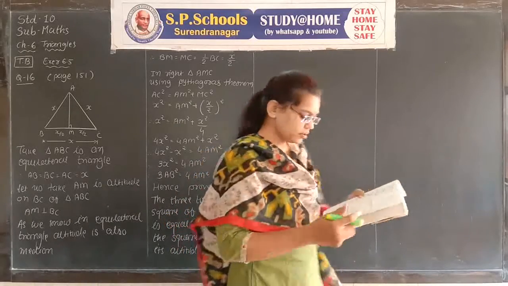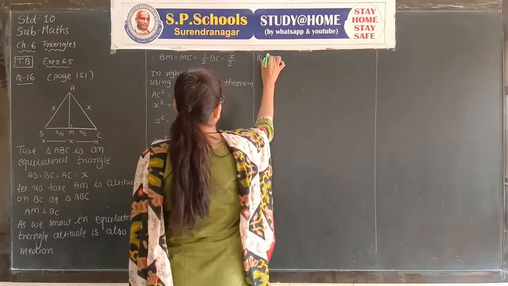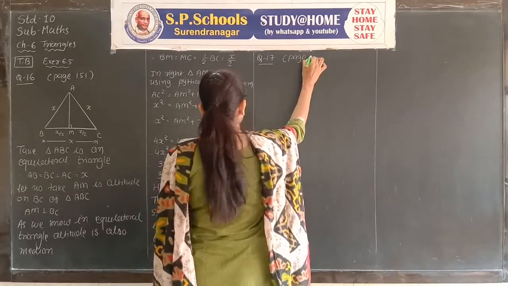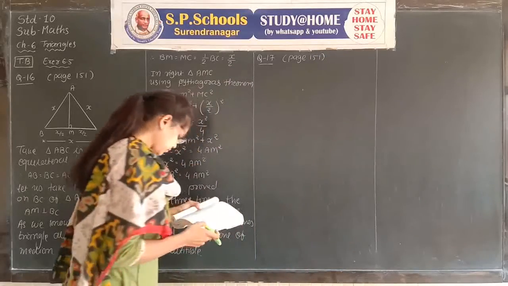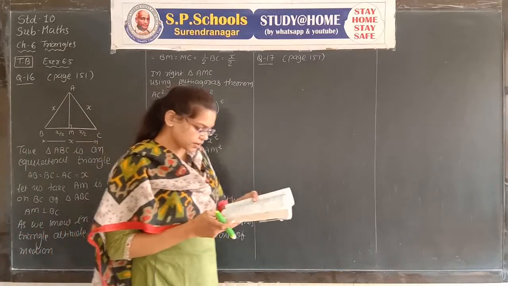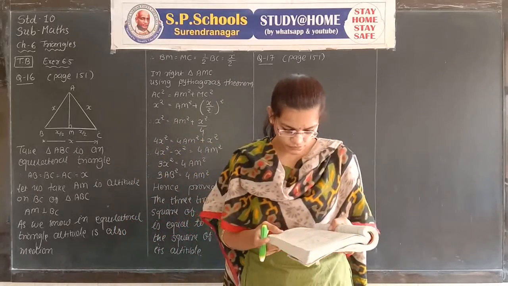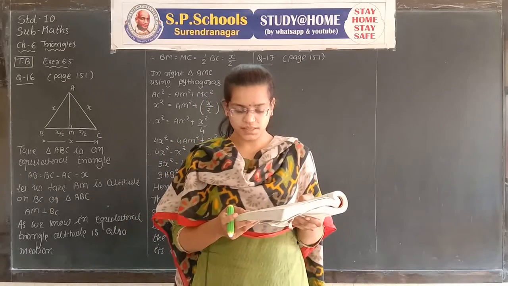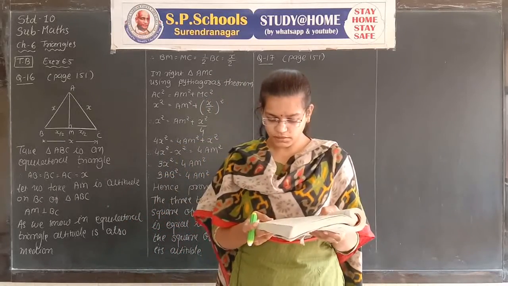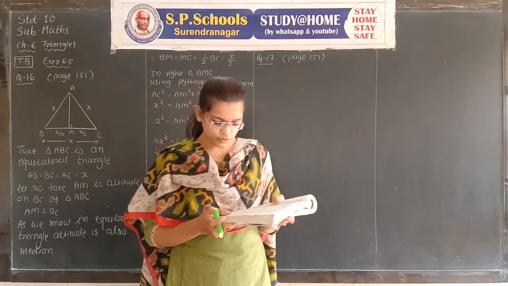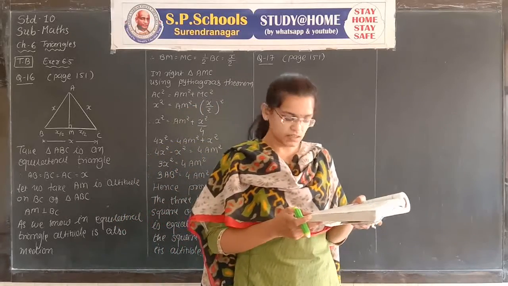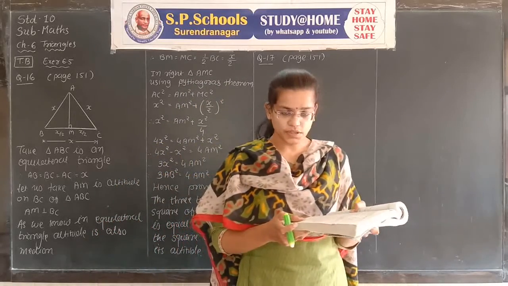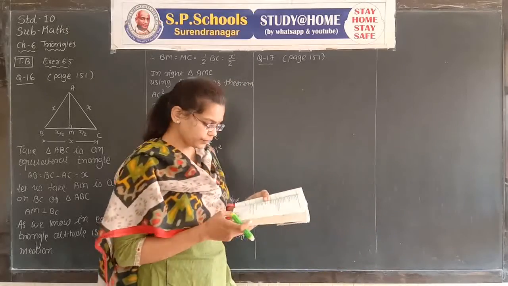Now the next question, number 17. Question number 17 is the last question from exercise 6.5 on page number 151. Most easiest. Tick the correct answer and justify. In triangle ABC, AB is equal to 6 root 3 cm, AC is equal to 12 cm and BC is equal to 6 cm. The angle B is: option A 120 degree, option B 60 degree, option C 90 degree and option D 45 degree.